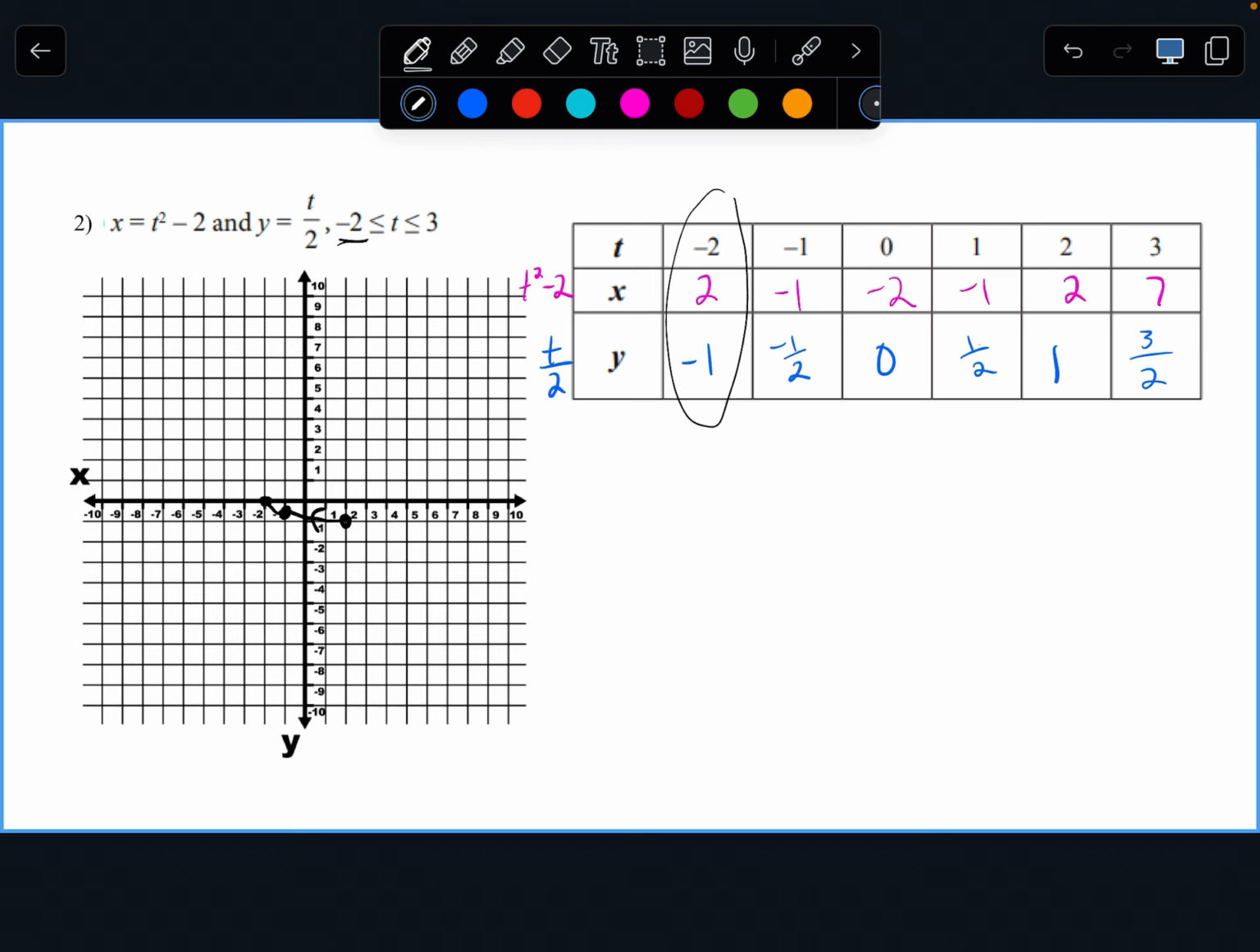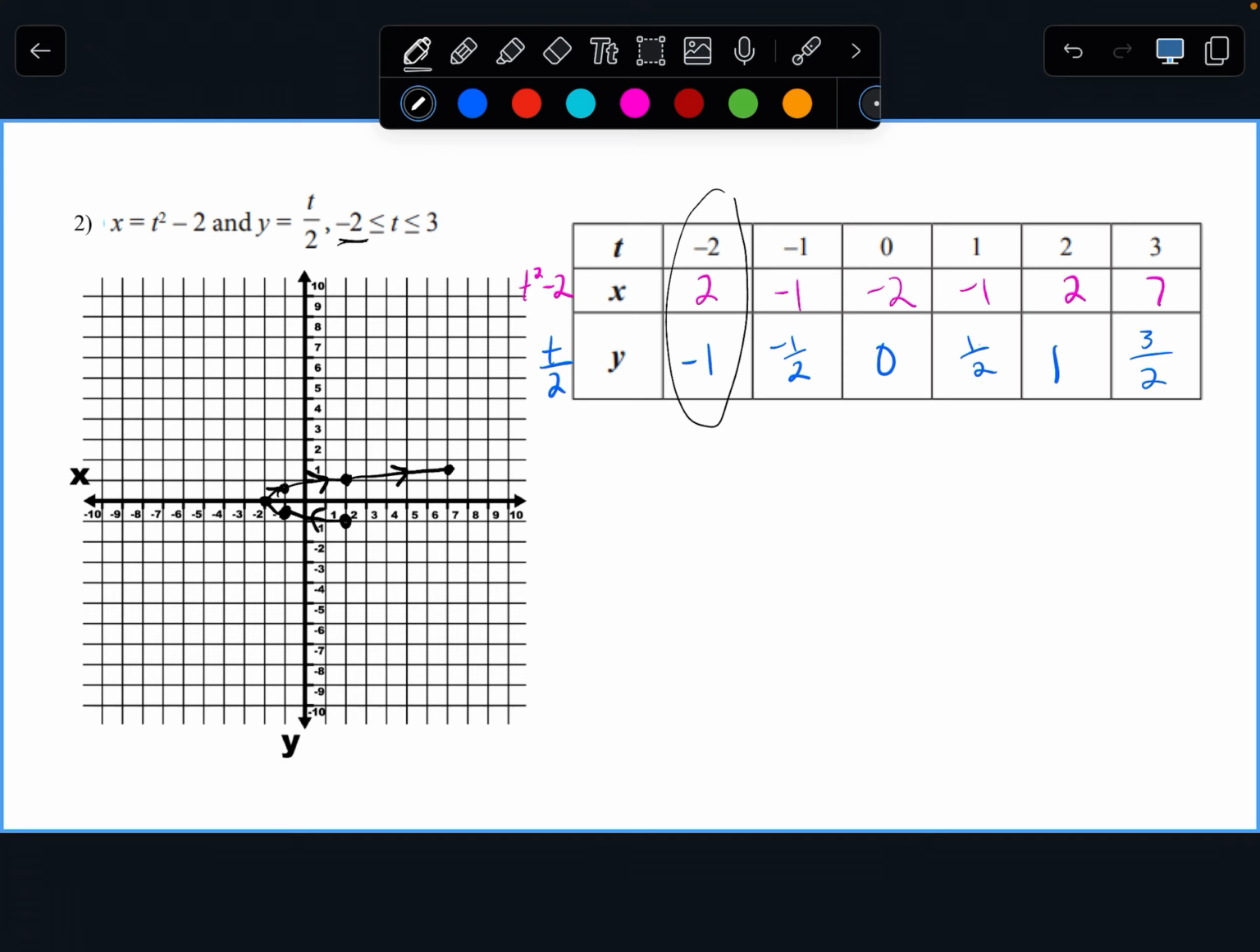And then -1/2. And then wait, where am I? Oh yeah, 2, 1. 2, 1. And then 7, 3/2. Okay. So it's like a little sideways action, right?